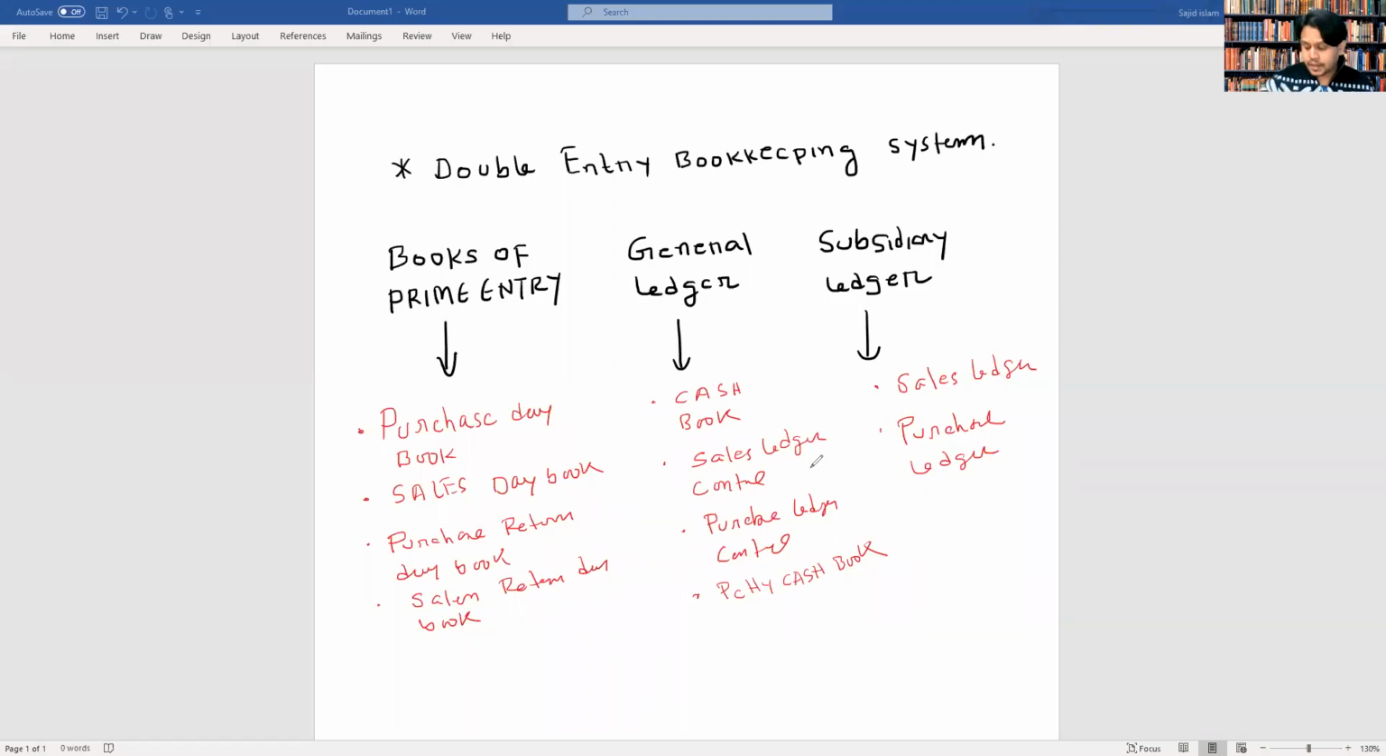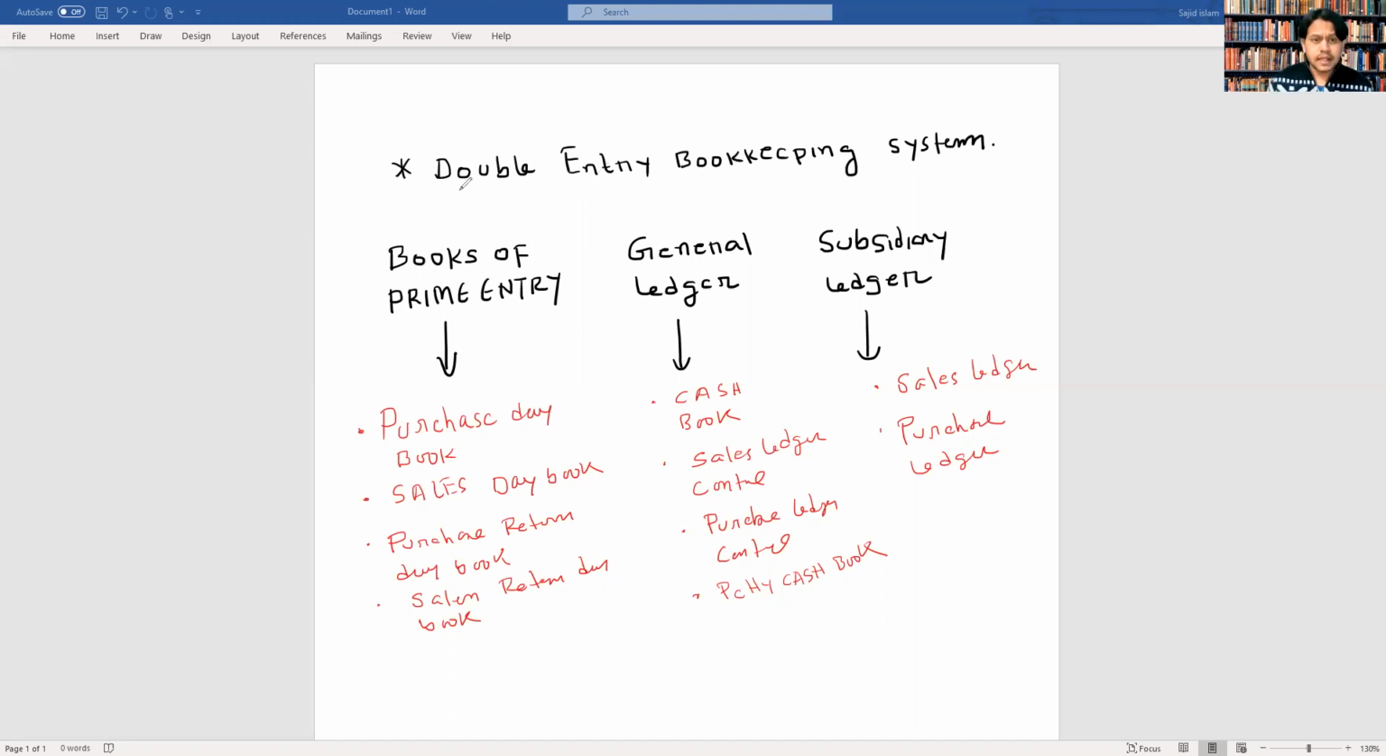Welcome everyone. In today's session, we're going to discuss the double entry bookkeeping system. This question is quite common in the exam for the bookkeeping transaction paper. They ask which one is part of the double entry bookkeeping system and which one is not part of the double entry bookkeeping system. So you need to understand there are a few books and a few ledger accounts that are not part of the double entry bookkeeping system.